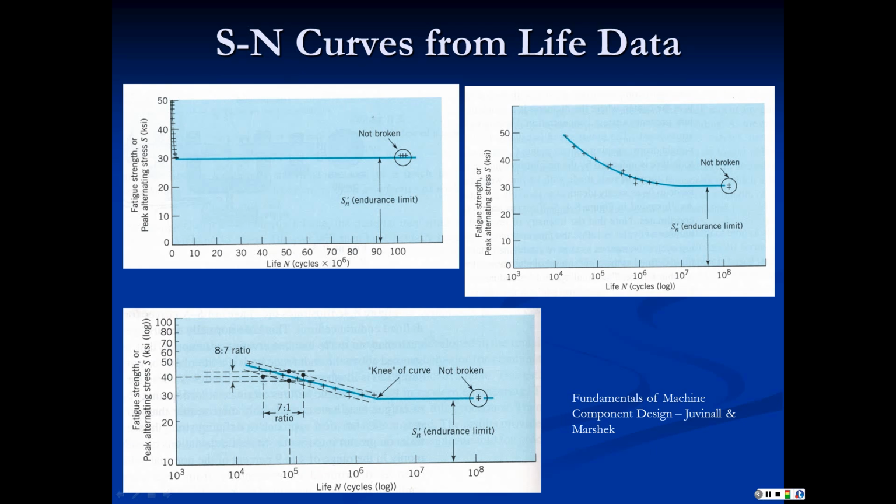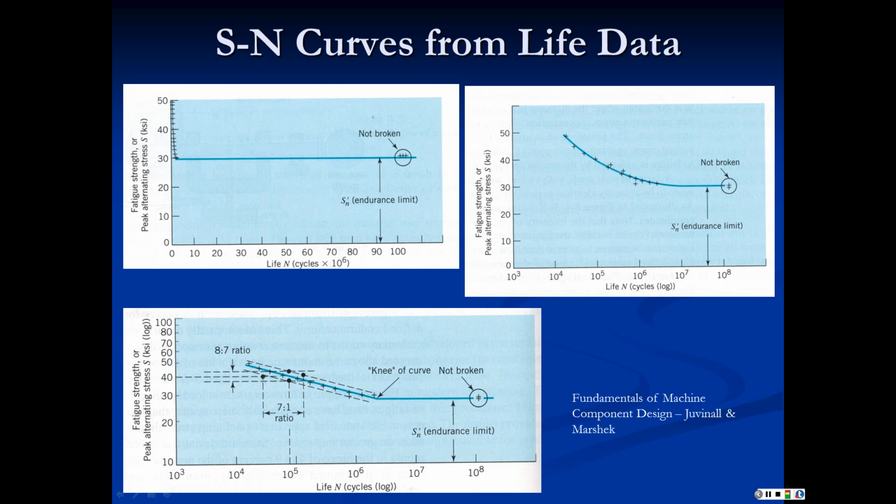And so BCC and HCP metals have what is called an endurance limit. That is, there is a stress level, in this case about 30 KSI, below which they will not fail by fatigue. So as long as the peak alternating stress stays below 30 KSI, you can load this cyclically forever and it will not fail. Above that stress, we have some variation.